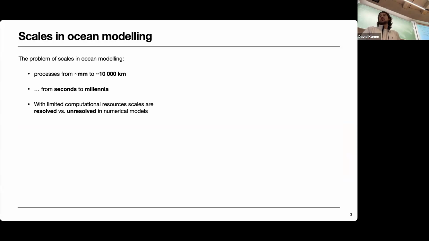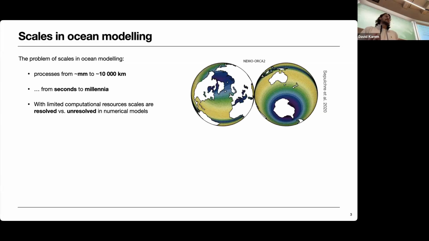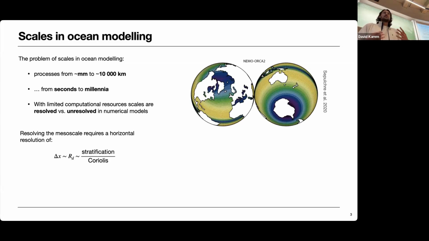In terms of horizontal resolution, one example for a grid that we use in climate models is this one. That's the NEMO grid. As you can imagine, we split up our ocean into these grid boxes, and everything that is smaller than the grid box cannot be resolved. To tie this issue with mesoscale eddies now, the typical length scale of mesoscale eddies, you can see here, is linked to the Rossby radius of deformation, and is linked to the stratification, so the vertical gradient of density, and the Coriolis parameter.